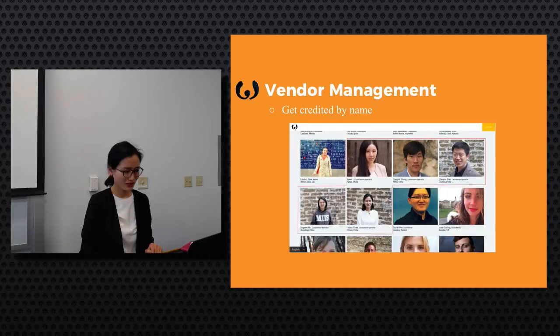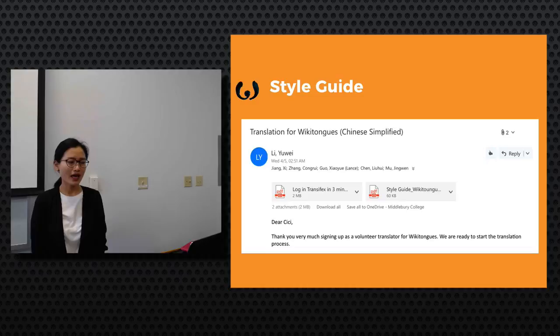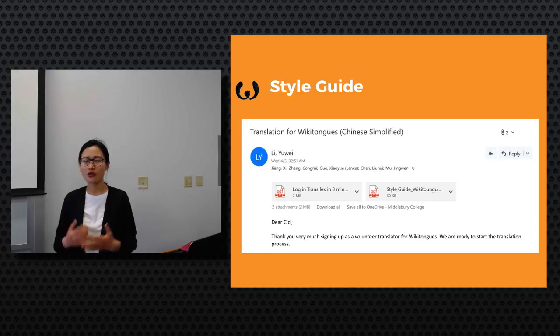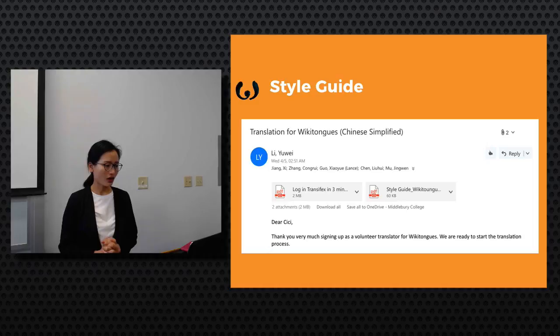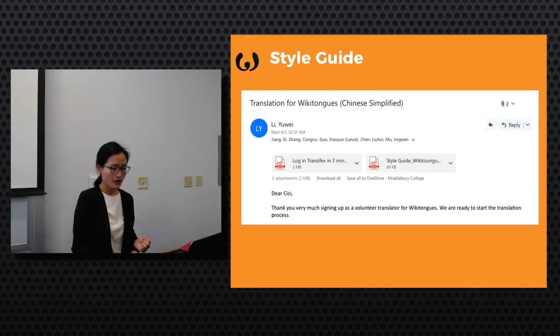So before our translators started translating, we asked them to read our style guide and operation manual. To make our style guide, firstly, we made a phone call to our client to understand their preferences and requirements, like they want to keep WikiTongues in English instead of translating it into any other language. And they also have some requirements for the fonts and so on and so forth. And this is a screenshot of our style guide.